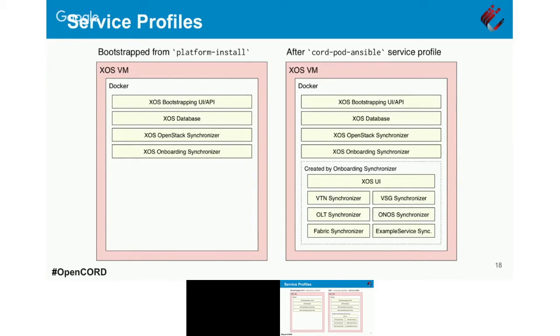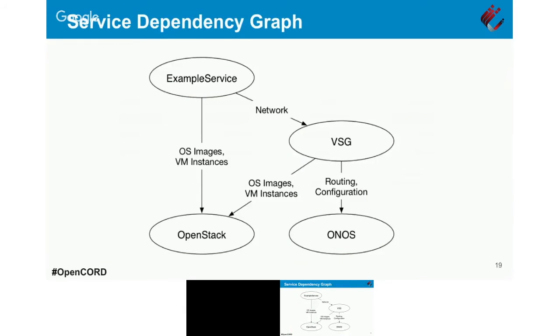The way that this works in XOS is a data model. The synchronizers work on the data model, so if something gets changed in the data model, the synchronizer runs and is in charge of implementing that data model change in the rest of the system. For example, the VSG synchronizer would work on VSG containers and make those changes, or ONOS would be a conduit for changes that happen in XOS to get applied to ONOS. We also have something called example service. You'll see a lot of that. That's an example service that runs just an Apache web server.